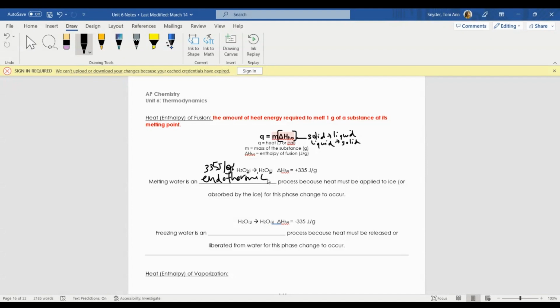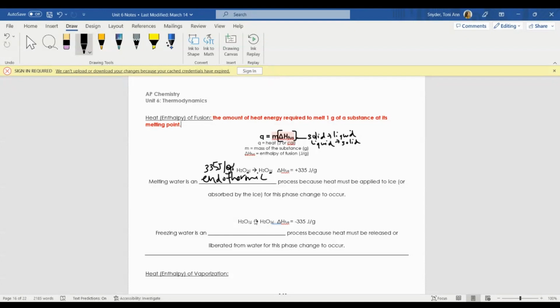Now, of course, the higher the mass of the sample, the more energy it would take. If Lake Wallenpaupack is frozen, it's not going to take 335 joules of energy to melt the lake. It's going to take whatever mass the lake is in grams and multiply that by 335. So that's basically the equation we have here: how much heat is required to melt some sample, depending on its mass, times its enthalpy of fusion.